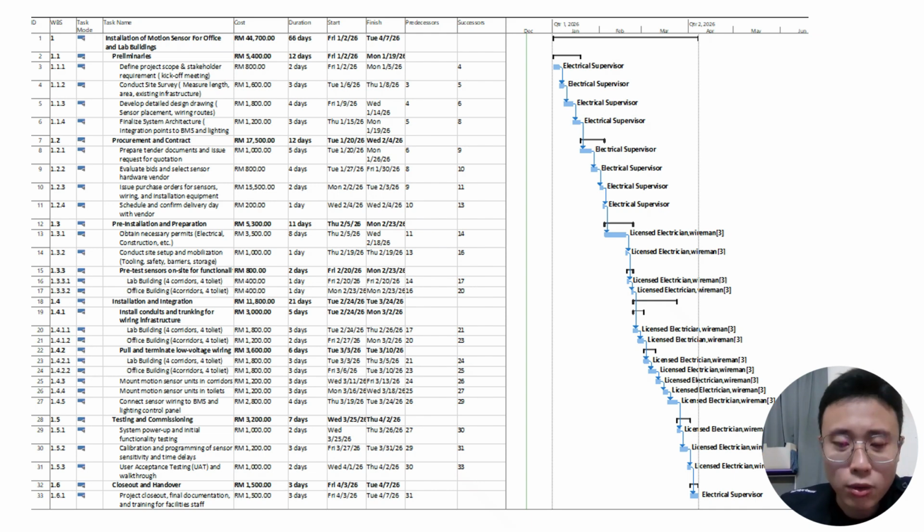The last phase is the close out and handover phase. The final phase includes the project close out, preparation of final documentation, and training for the facility staff. This is to ensure that the client can operate and maintain the system effectively after the handover.